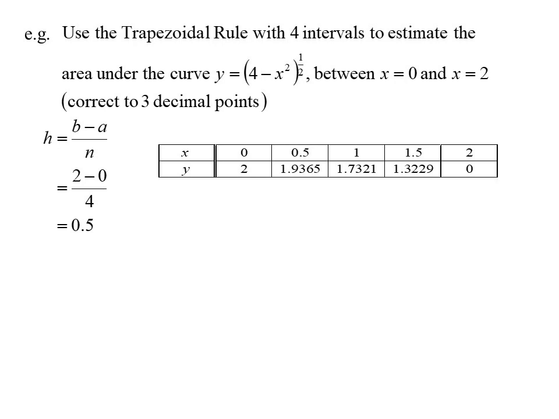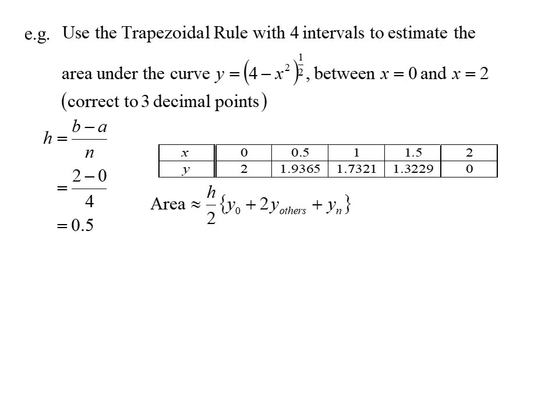And I'll mark off every half for the x values, substitute in. Now they've said to do it to 3 decimal places. In my table of values, I usually carry it to 1 more, in case there's a rounding error later on. So if I've got 1 more, I should be okay. There's my formula, h on 2, y naught, yn, 2 times all the other ones.